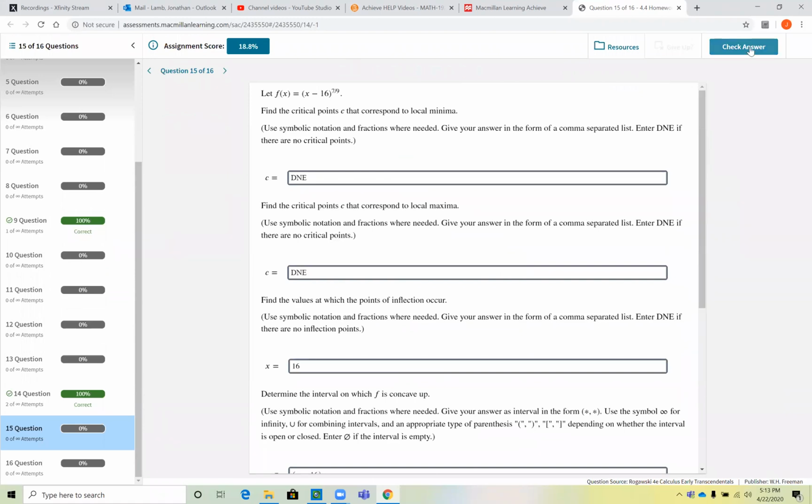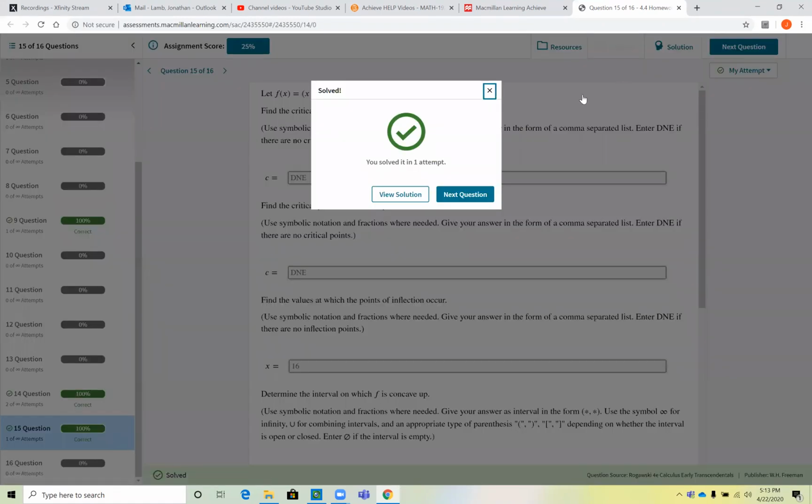And then I can say, okay, this should answer the question successfully. Shouldn't be any problem. I hit check answer. Correct.